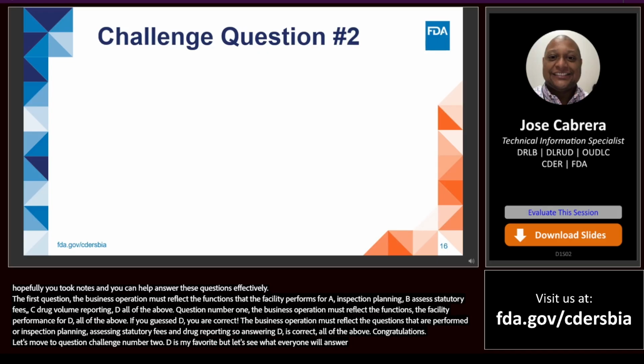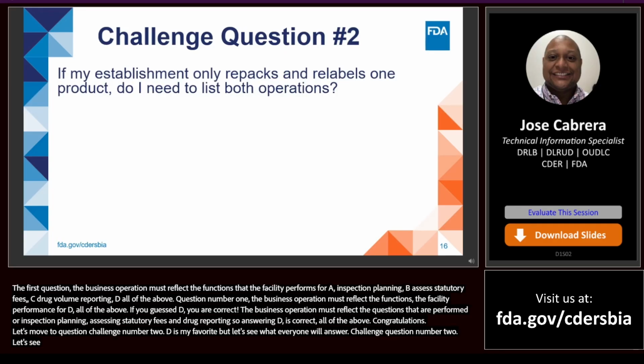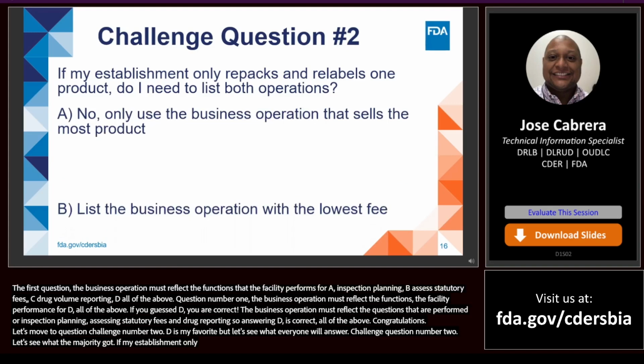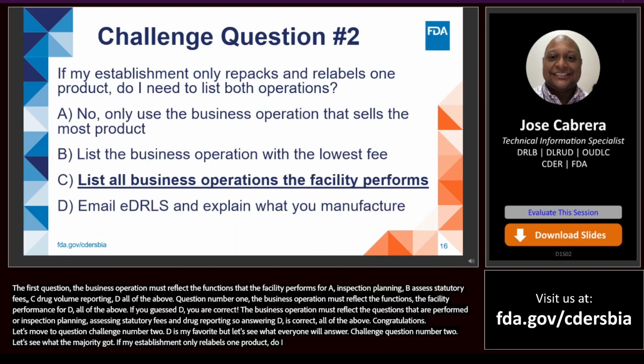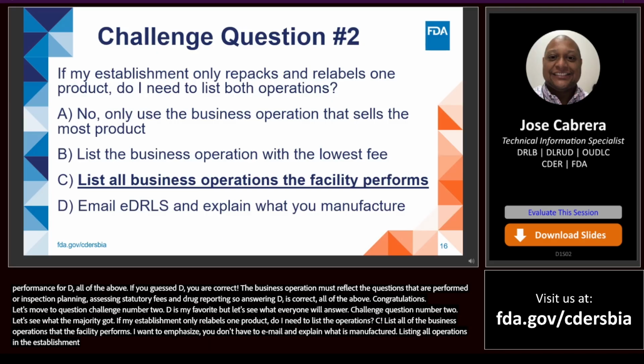So, challenge question number 2. Let's see what the majority of us got. If my establishment only repacks and relabels one product, do I need to list both operations? C, list all business operations the facility performs. I want to emphasize that you don't need to email eDRLS and explain what you manufacture. Listing all business operations in the establishment SPL is what we want. Congratulations to everybody who got this one right.